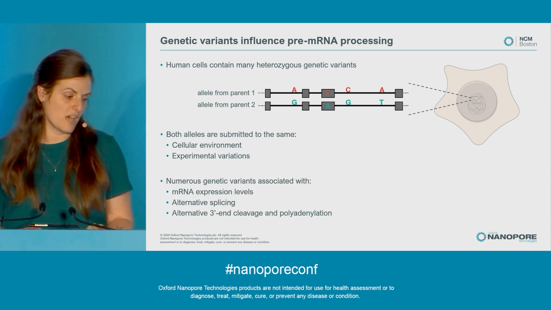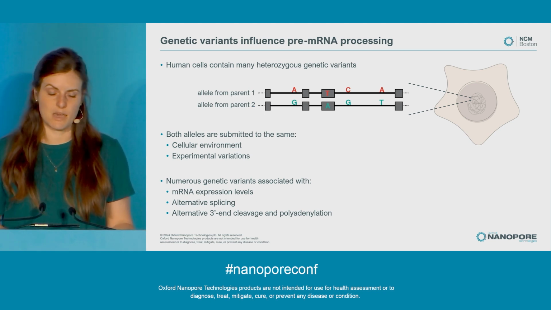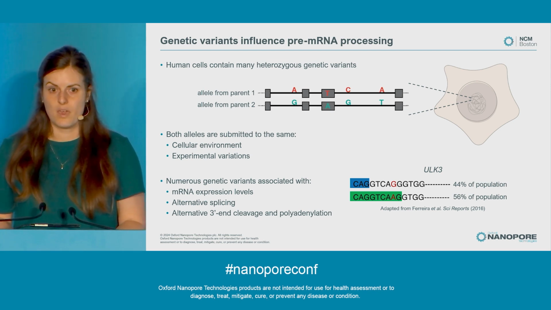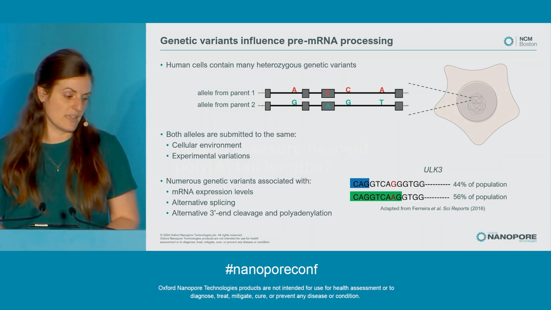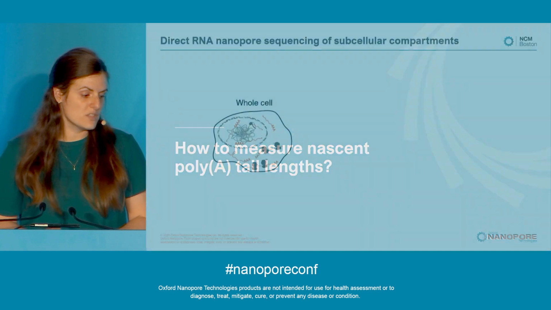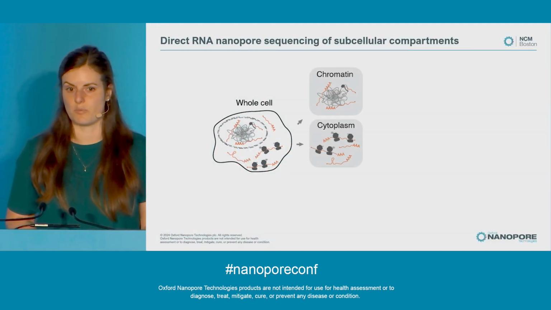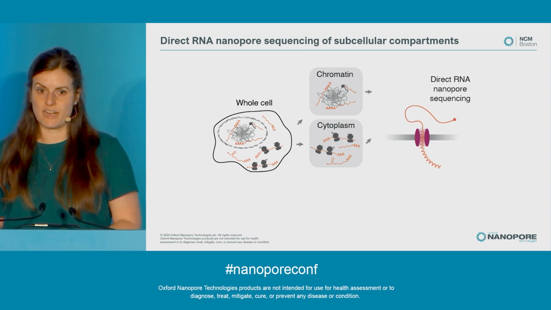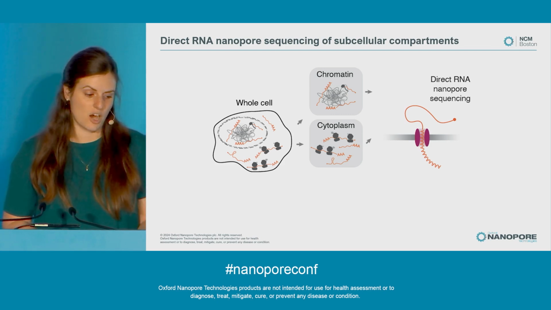This type of approach has allowed to identify associations between genetic variation as well as mRNA expression and mRNA processing, including alternative splicing. But first, in order to study genetic variation and how it impacts nascent poly-A tail length, we needed a method to measure these nascent poly-A tail lengths. So we start with whole cells that we biochemically fractionate into chromatin and cytoplasm. Then we extract RNA from each of these two fractions and perform direct RNA nanopore sequencing, which allows us to estimate the length of the poly-A tail on each RNA.